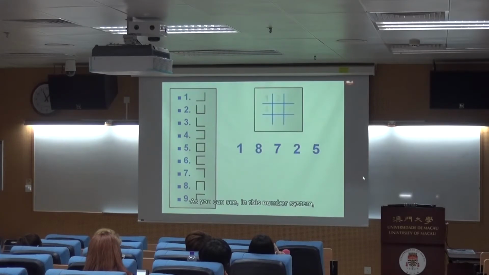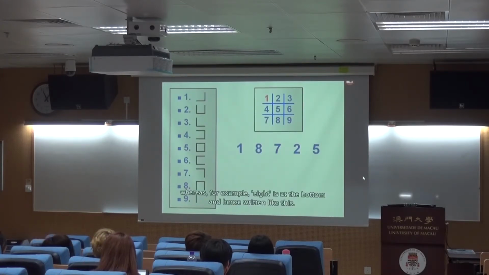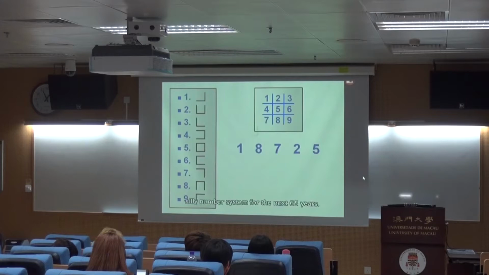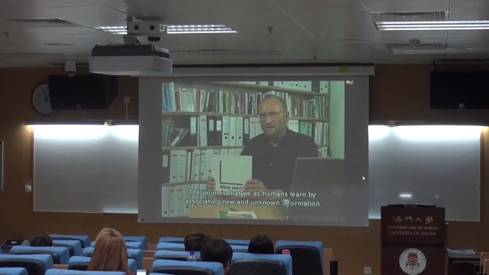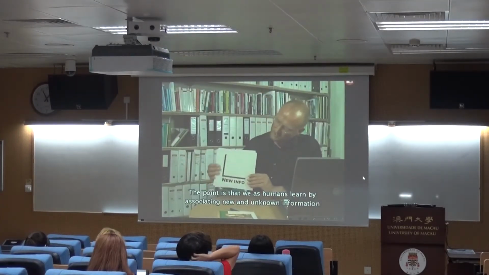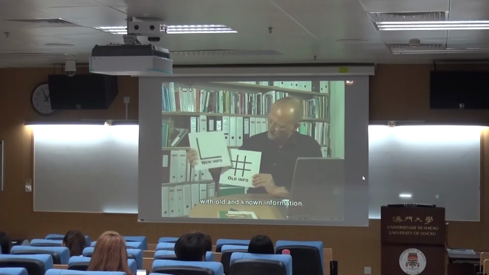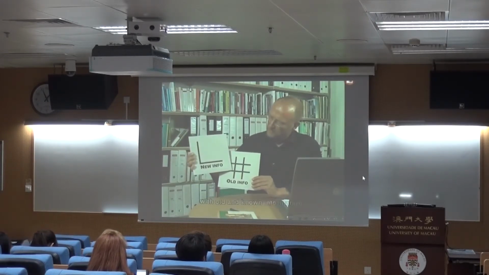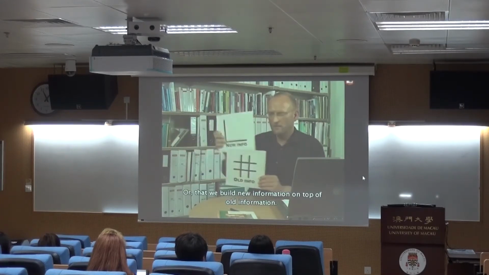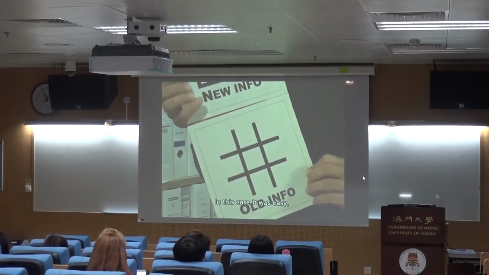As you can see in this number system, 1 is at the top left corner, and hence written like this, whereas, for example, 8 is at the bottom, and hence written like this. Now you can probably write anything using this silly number system for the next 65 years. The point is that we as humans learn by associating new and unknown information with old and known information, or that we build new information on top of old information. In this case, it was easy.